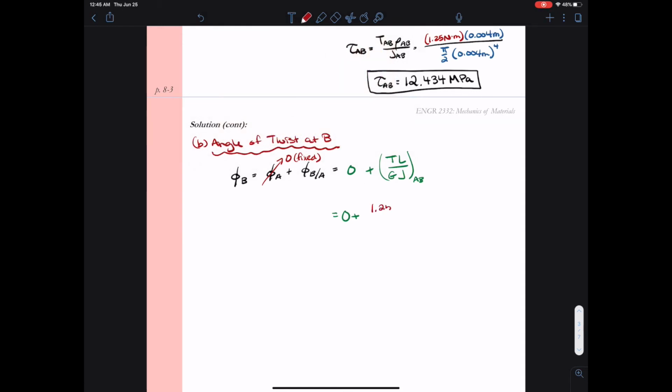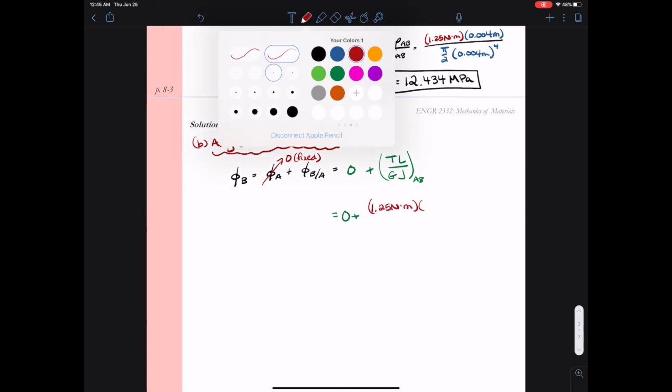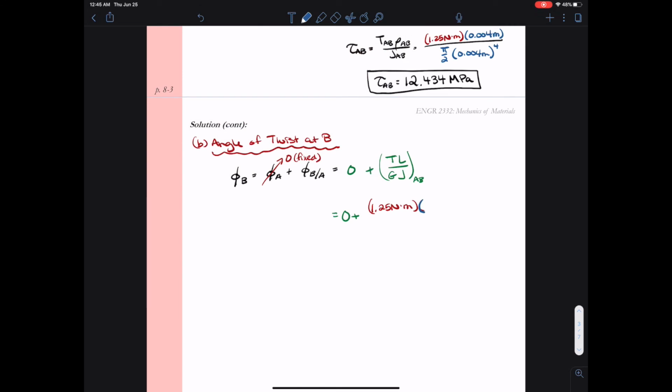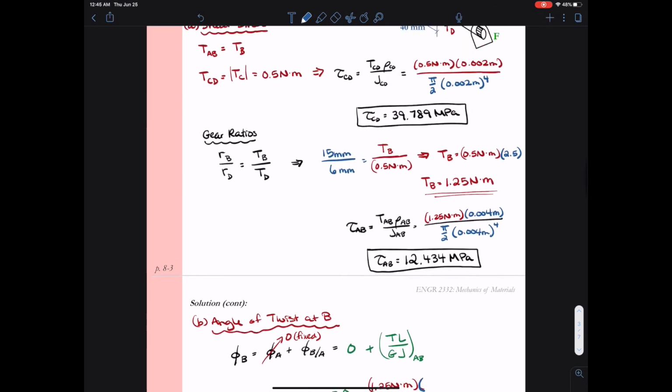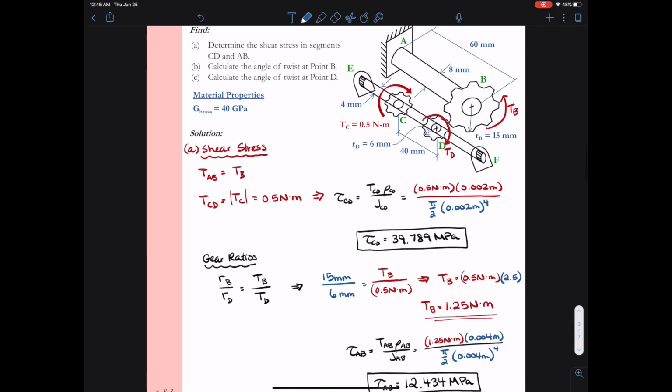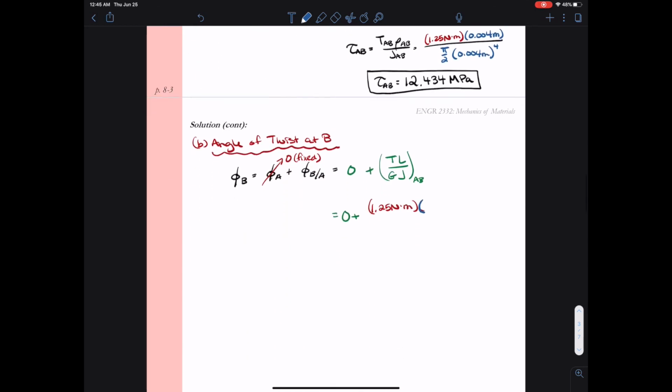We see that the torque on segment AB is 1.25 Newton meters. The length of segment AB, we want to go back up and check our problem. I believe it's 60 millimeters. If we convert this to meters, it would be 0.06 meters. So we'll double check those lengths.